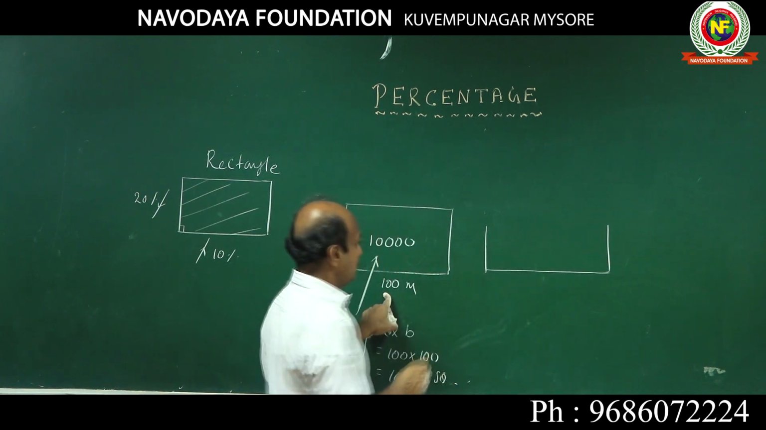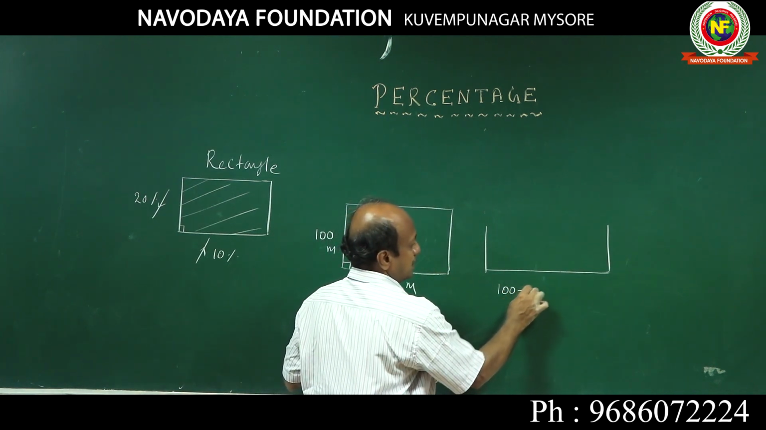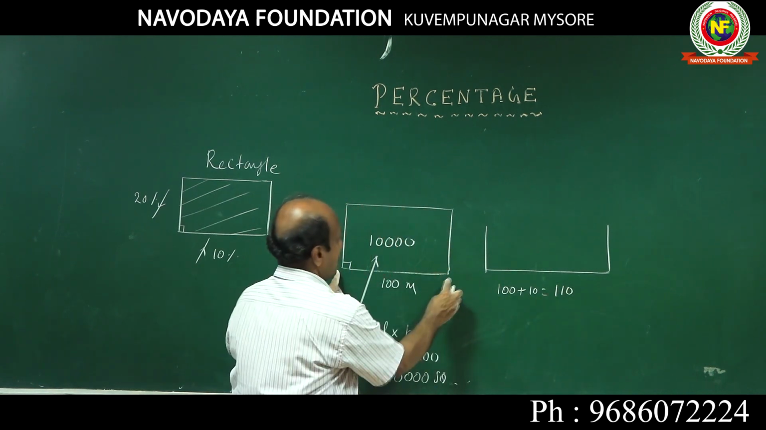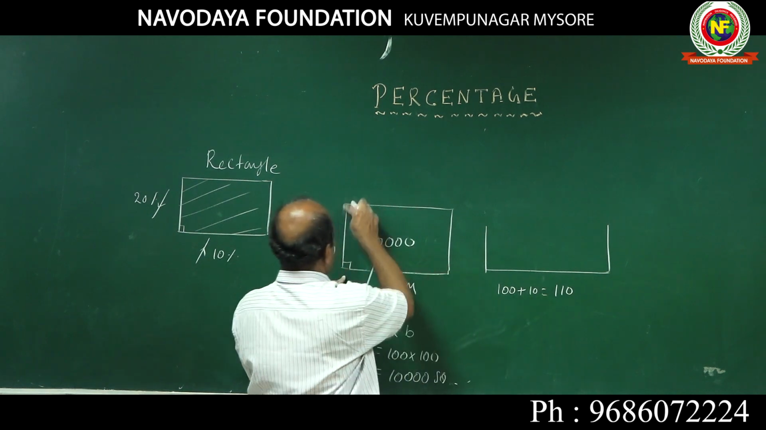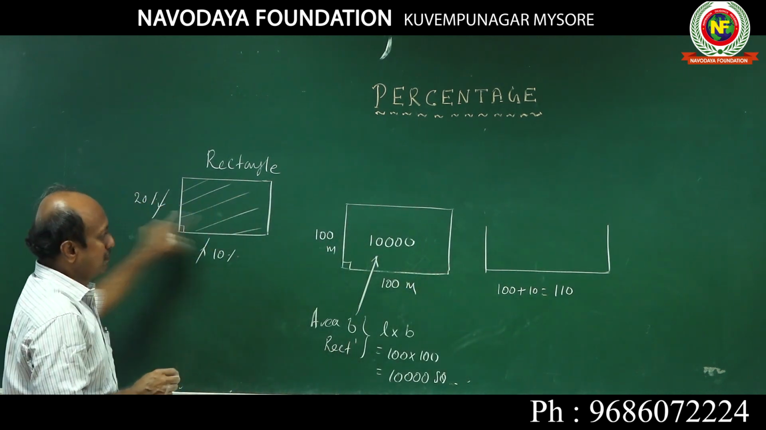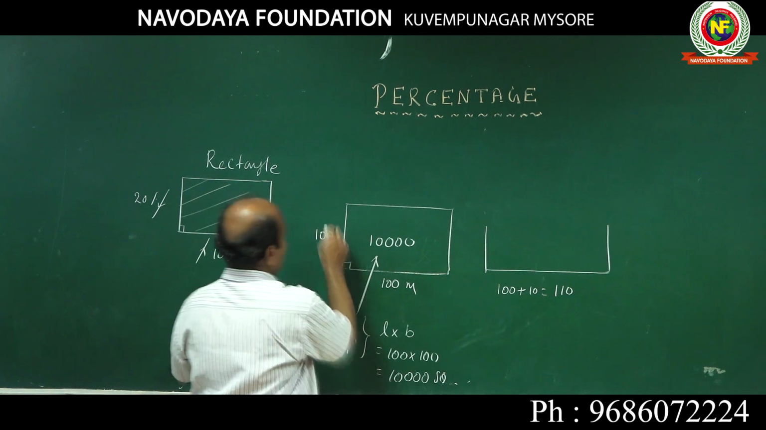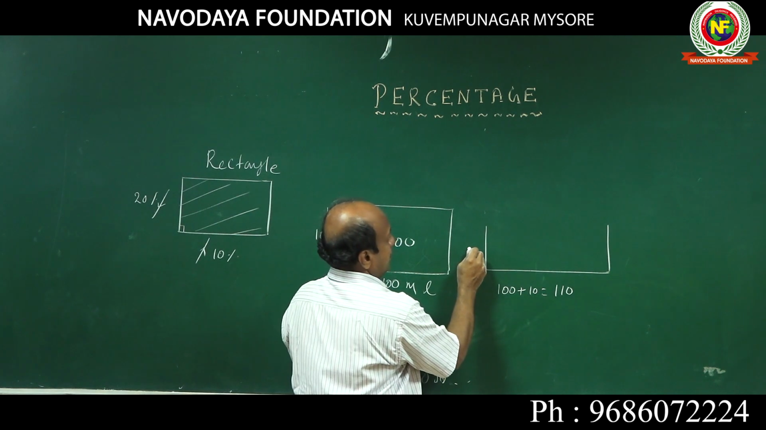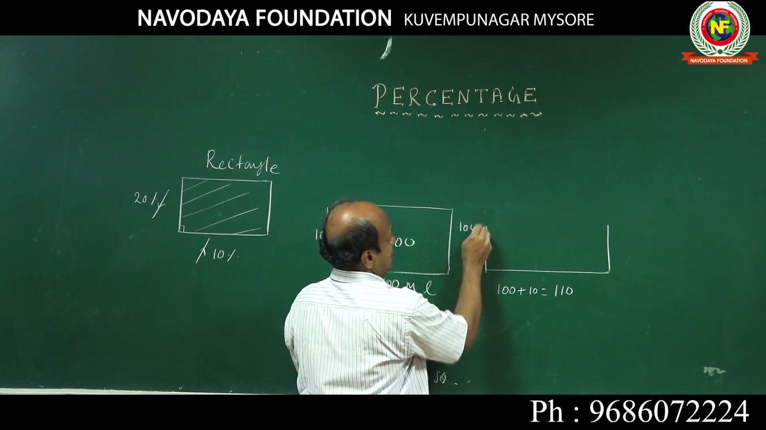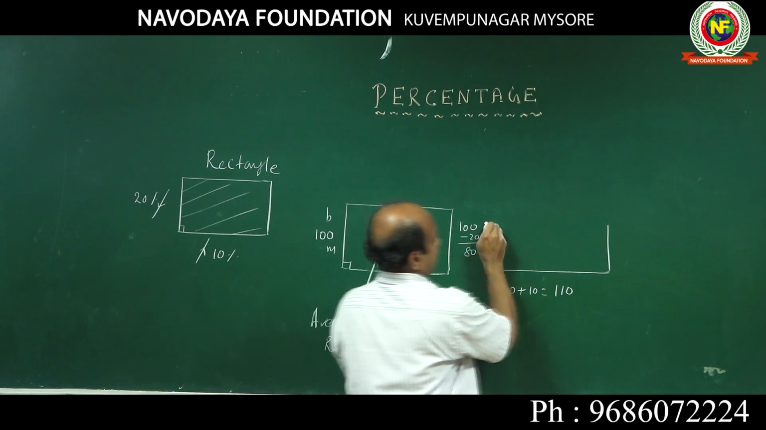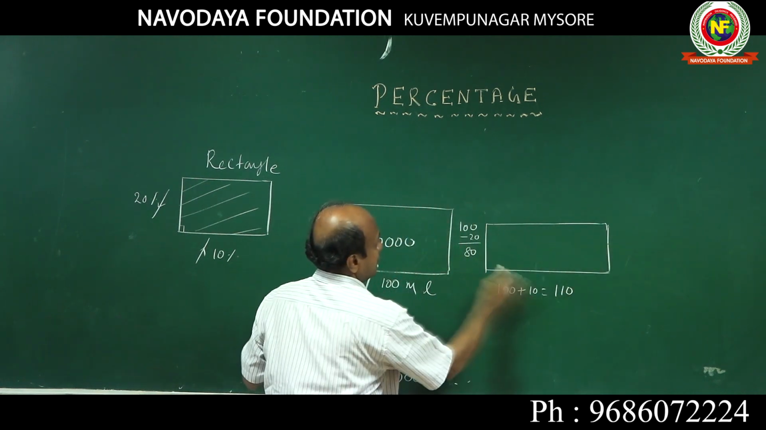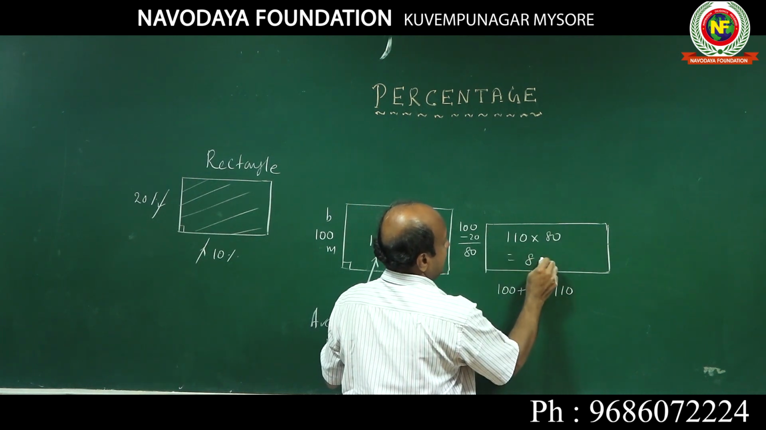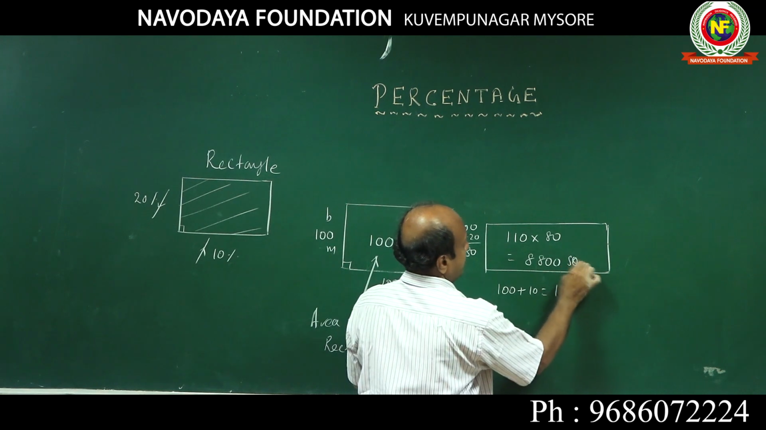Therefore, instead of 100, it will come up to 100 plus 10% of 100, which is 10, so 110. Length is increased, whereas breadth is decreased. How much is decreased? 20%. What is the initial breadth? It is 100. Here the new breadth will become 100 minus 20, that is 80. Now let us see how much we get. Length into breadth, that is 8,800 square meters.